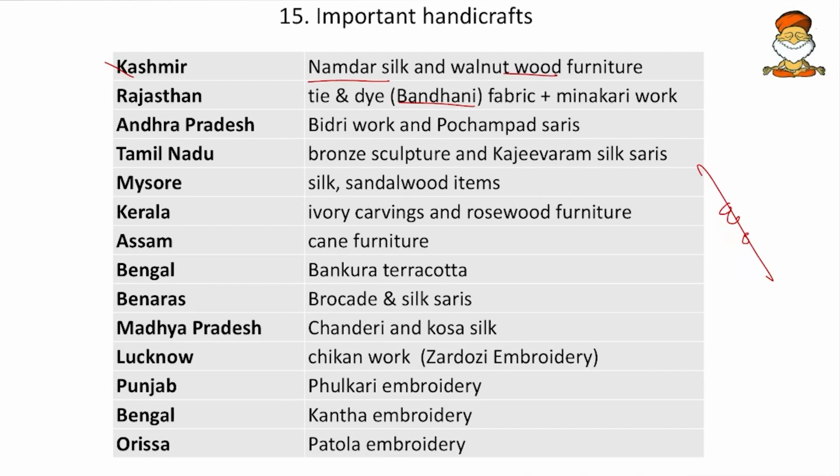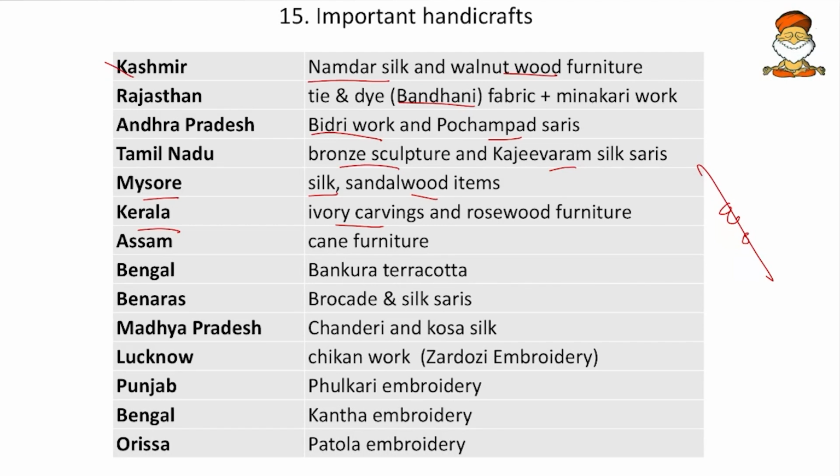And then Andhra Pradesh. Here we have the Bidri work. Bidri work is also present in North Karnataka, and also the Pochampally saris. In Tamil Nadu, we have the bronze sculpture and also the Kanjivaram silk saris. In Mysore, we have Mysore silk and the sandalwood items of Mysore. Then Kerala, we have the ivory carvings and the rosewood furniture. Remember friends, elephants are present mostly in Kerala. That is why the ivory carvings.